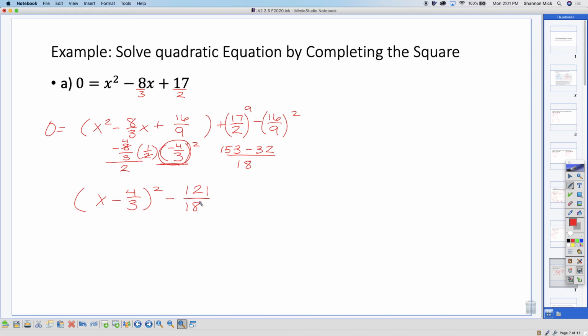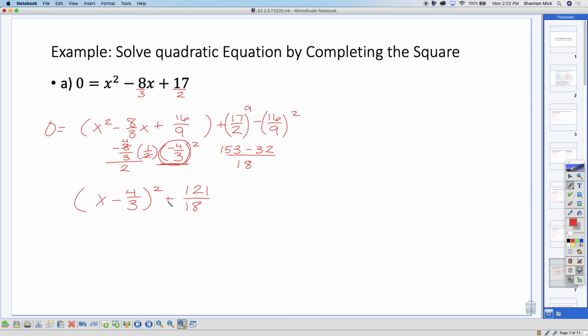Should it be plus? Oh, it should be plus. Yes. Good job, Madeline. Thank you very much. So the problem with what's going to happen here is the denominator is not going to be a perfect square, and in the book it is. So we'll talk about that in a second.